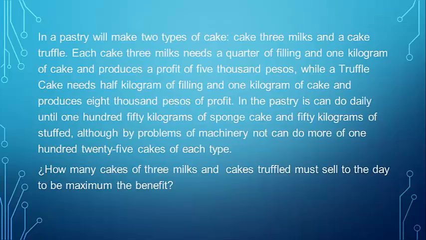Example. In a pastry shop, we'll make two types of cake, cake 3 meals and truffle cake. Each cake 3 meals needs a quarter kilogram of filling and 1 kilogram of sponge cake and produces a profit of 5,000 pesos, while a truffle cake needs half a kilogram of filling and 1 kilogram of sponge cake and produces 8,000 pesos of profit.